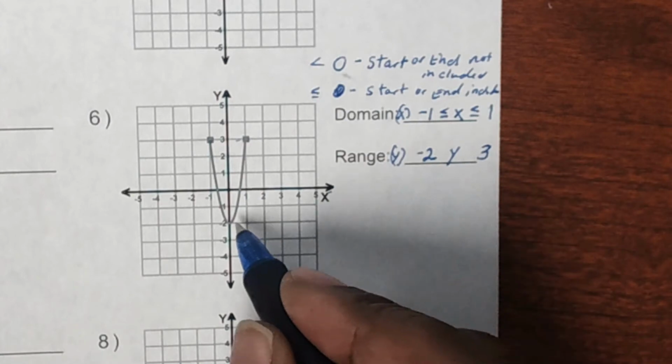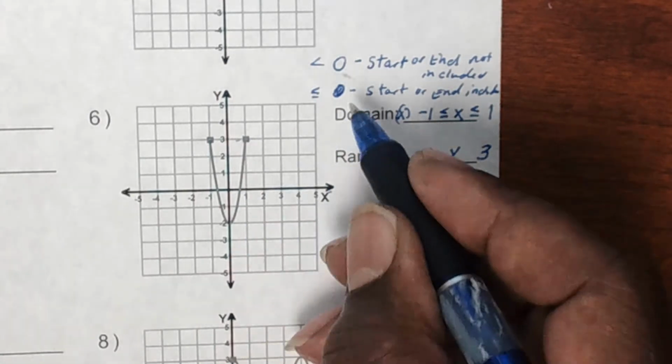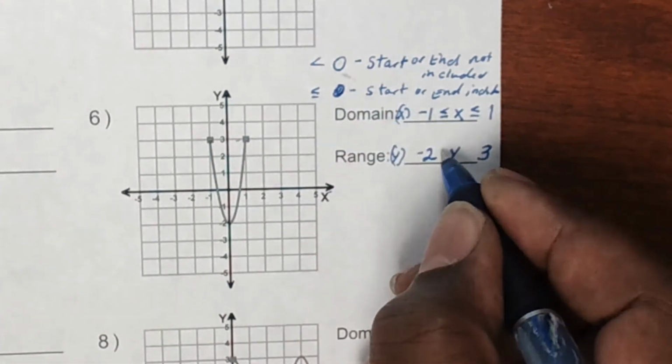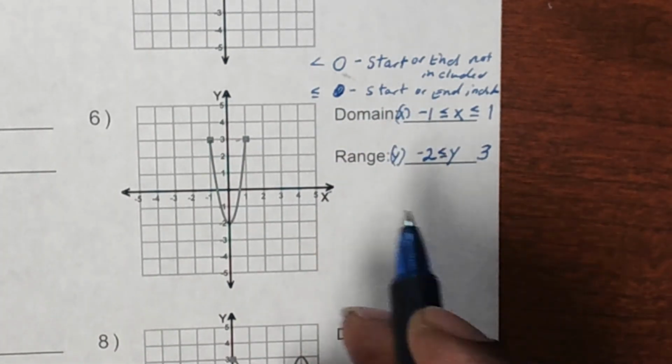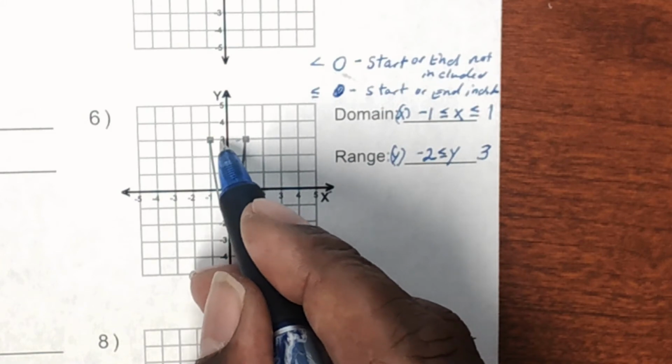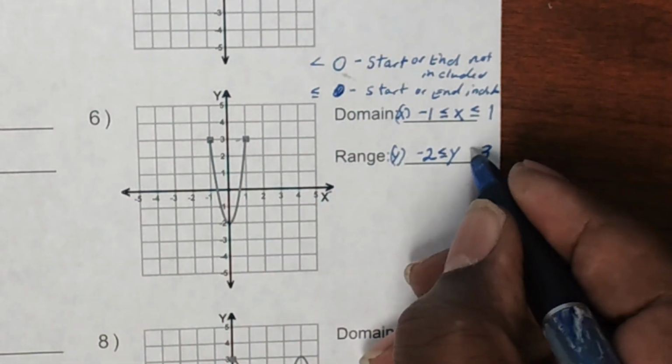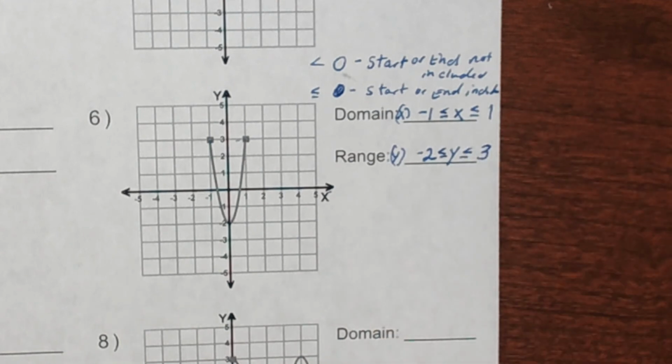And at -2, we treat that as a closed point. It touches the line, so we treat it as a closed point. That's going to be less than or equal to. And at +3, both of these are closed points, so we're going to say less than or equal to. That's domain and range from a graph.